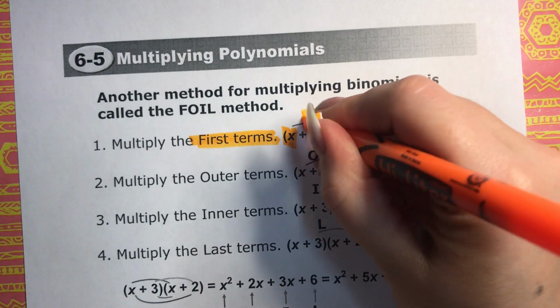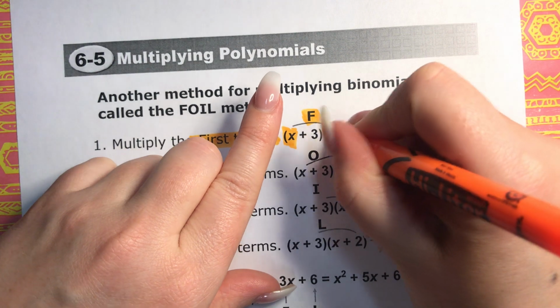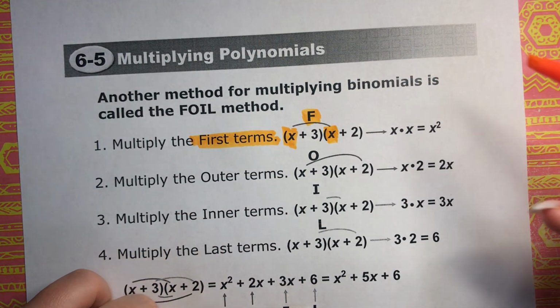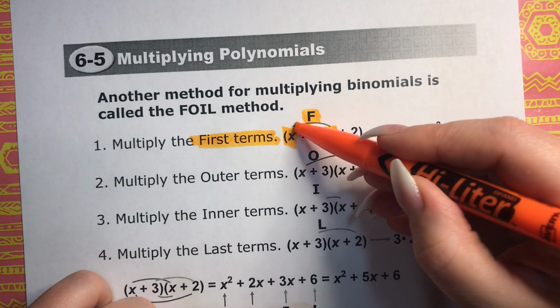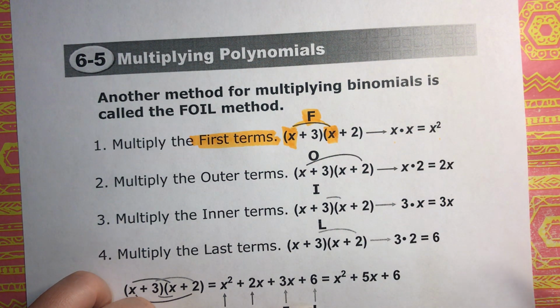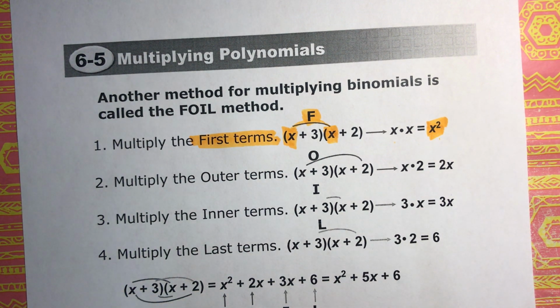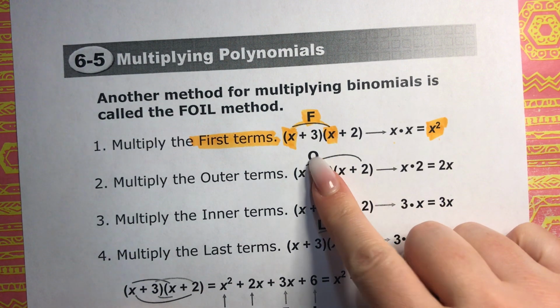Okay, that's F. And then the first term of this binomial is x. It's the one that's listed first. So for the first, you go x times x, right? So x times x, which is x squared. Okay, so that's what that ends up being, x squared. All right? Now let's talk about the outside term, so F-O, right?